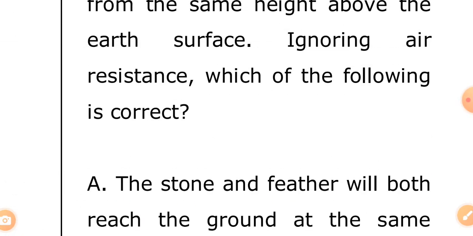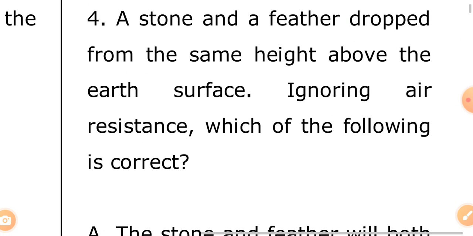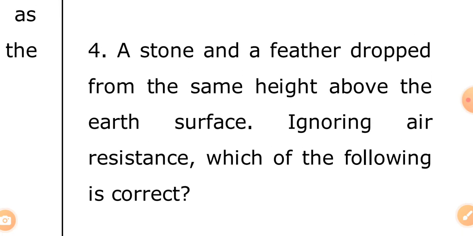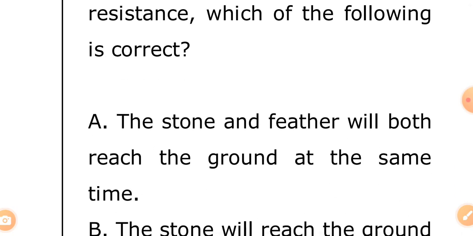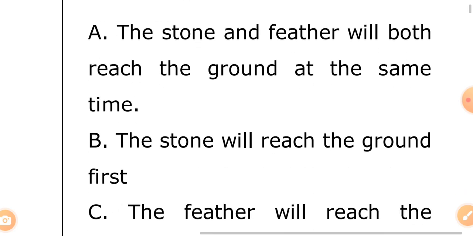They said the stone and feather, if they drop from the same height above the Earth's surface, ignoring air resistance, that is important. Which of the following is correct? The correct one is, when you remove the resistance from air, the stone and the feather will drop to the ground at the same time. If you remove resistance from air, A is correct. The stone and the feather will reach the ground at the same time.